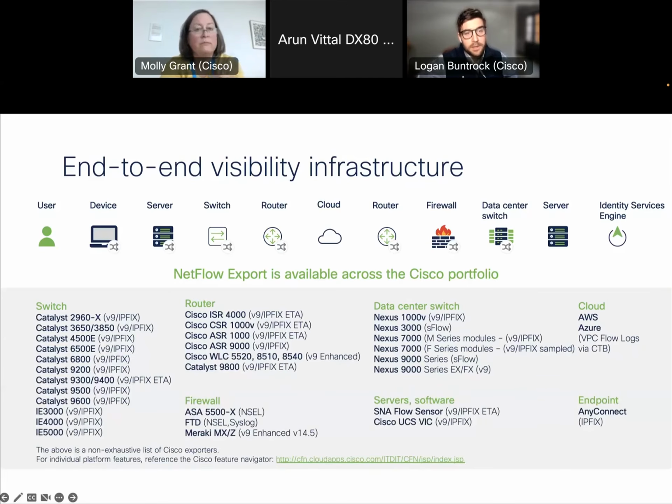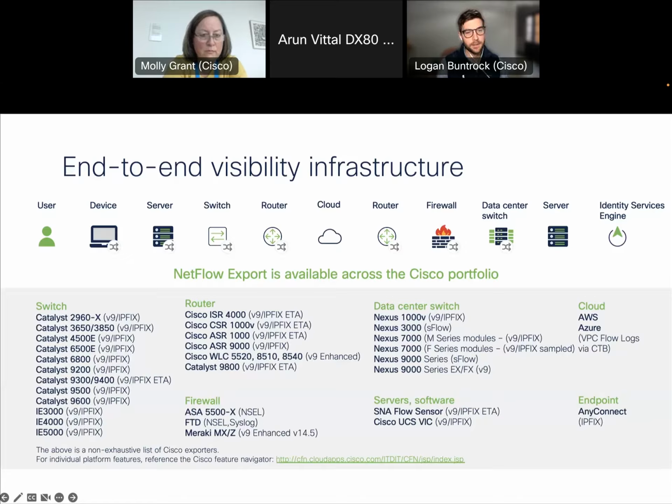Just to give you an idea of some examples of the things that we take data from, and to show, these are all investments customers are making. You're out selling Cisco switches, routers, data center capabilities, firewalls. These are all devices that give us this rich visibility. It's as simple as that. These are already built into the software.